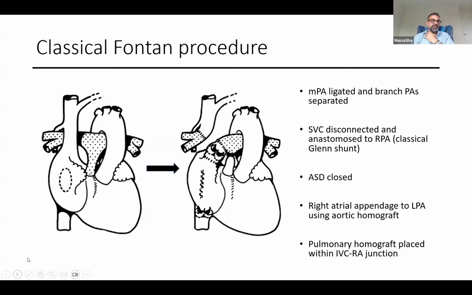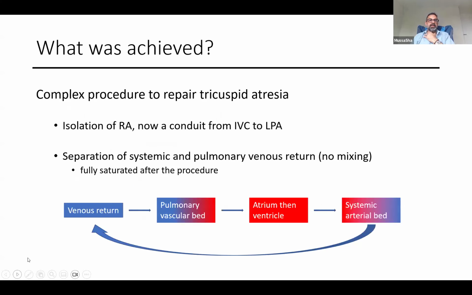So that was how the operation was initially conceived. And so what had he done? Okay, so he'd isolated the right atrium, which was now behaving pretty much as a conduit from the inferior vena cava to the left pulmonary artery. And he'd separated the systemic and pulmonary venous return. So by closing the ASD, there was no mixing between the pulmonary and systemic venous circulations. And therefore, the patient or child was fully saturated after the procedure.